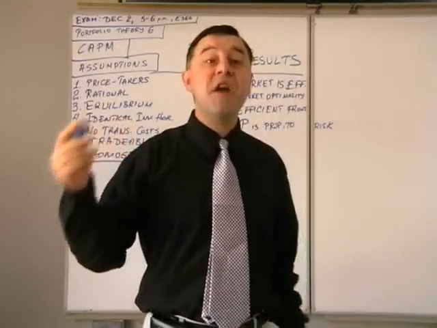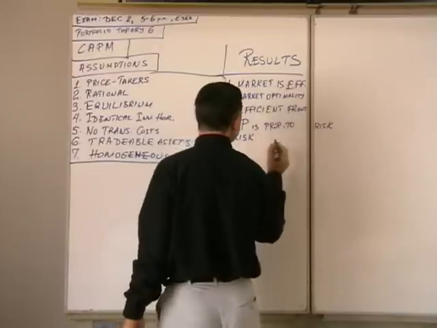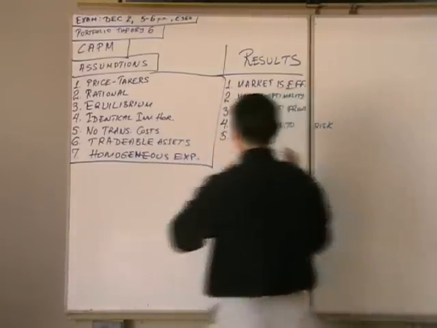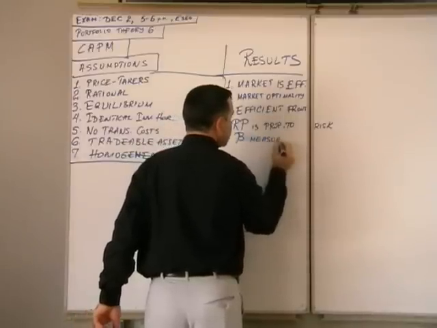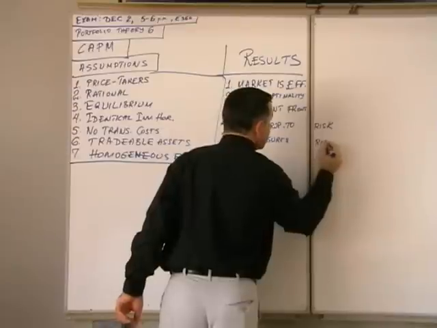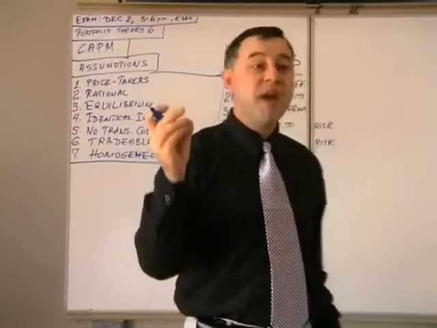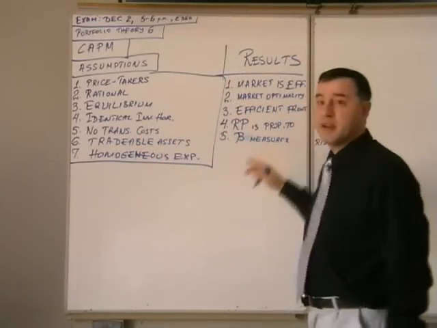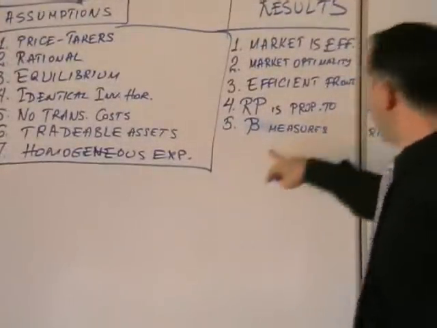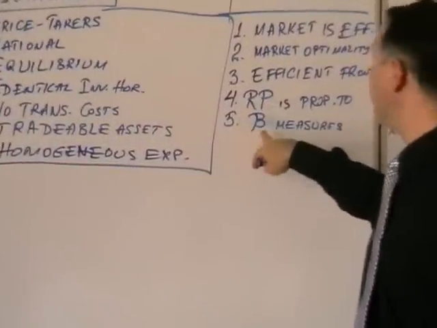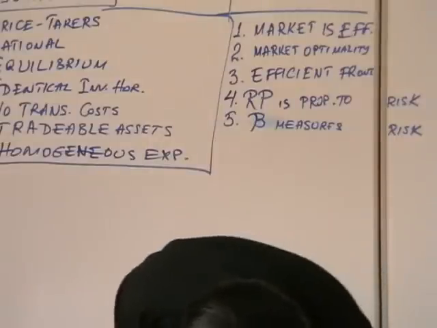The next very important result is, let's phrase it differently, that beta measures risk. So beta measures risk. In other words, beta measures risk and the risk premium will therefore be proportional to beta. Let's see what else we have.